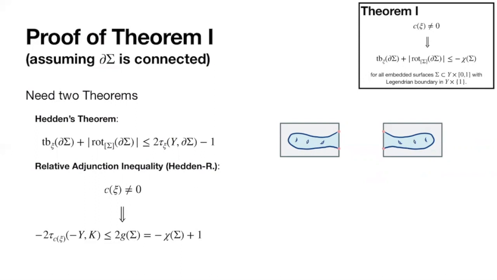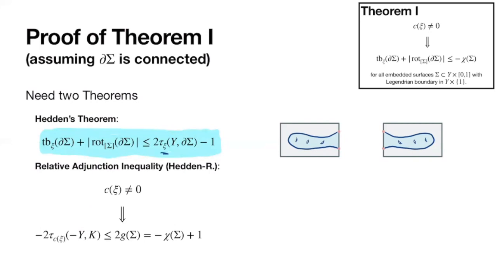So it's really just putting together two theorems. The first one is a theorem due to Matt Hedden. It says that the Thurston-Bennequin number plus rotation number of the boundary of sigma is bounded by twice tau sub xi minus 1.